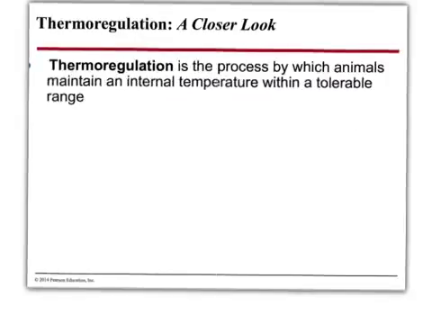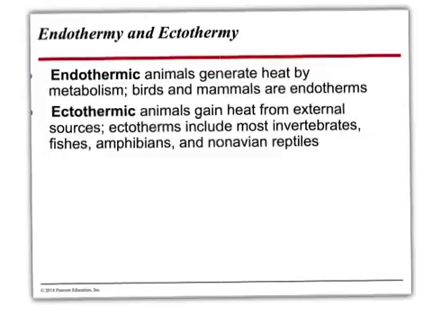All right, we're going to look at thermal regulation, internal temperature. We talked about a conformer versus a regulator in terms of thermal regulation. Okay, so in the animal kingdom, we have endotherms versus ectotherms. An endothermic animal is one that generates its own heat by metabolism, such as birds and mammals, right? Would an endotherm be a regulator or a conformer? Regulator.